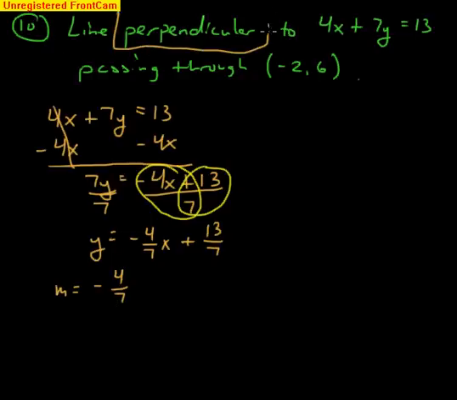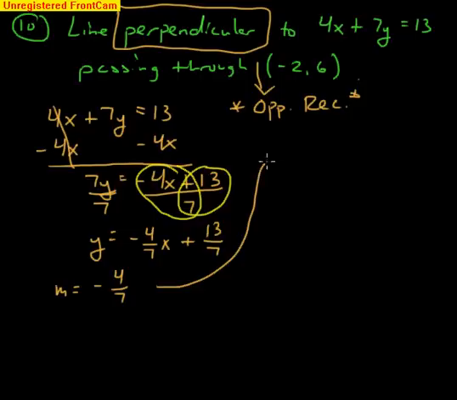Our lines are perpendicular. Perpendicular lines have opposite reciprocal slopes. So the slope we're going to use is the opposite of this, which is positive, and the reciprocal, which is 7/4. There's the slope we're going to use. 7/4. The point, -2, 6, is our x1, y1.